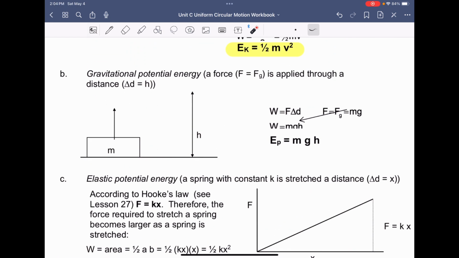Okay, gravitational potential energy. This one's a little easier. I take some mass, I increase it by some sort of height, or I give it some sort of height.